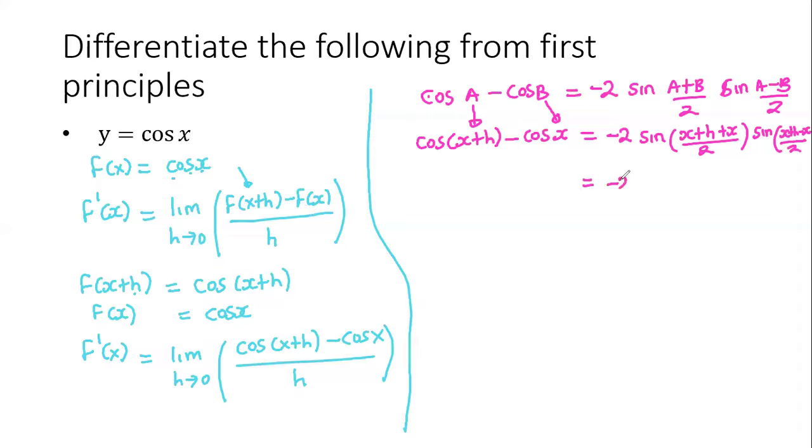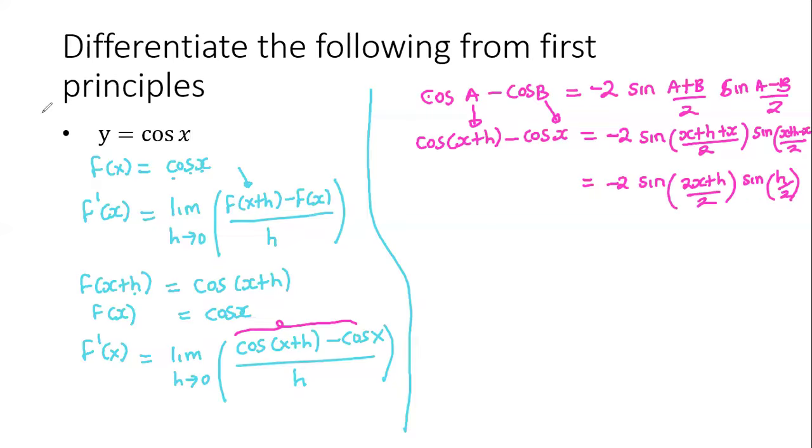And when you simplify, you get negative 2 sine of (2x plus h) out of 2, sine of h out of 2. And this one is what you end up with. So that's what is up here. So when I come back to write again, everything up here is going to reduce to that. That's what you need to know.